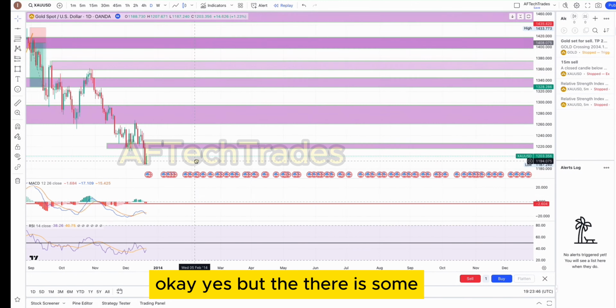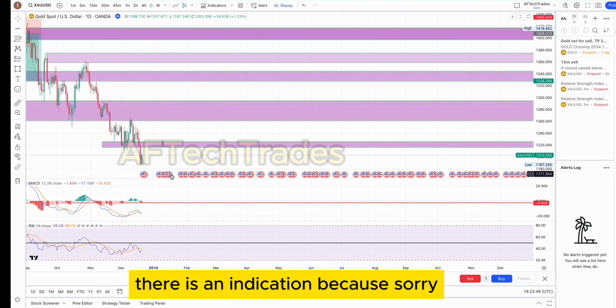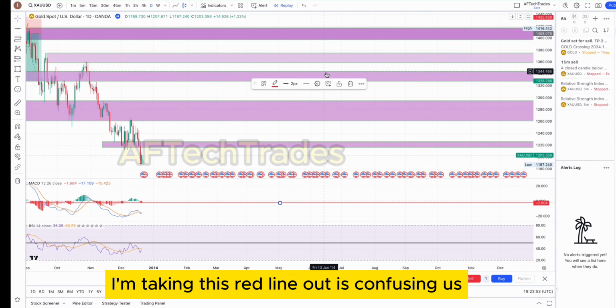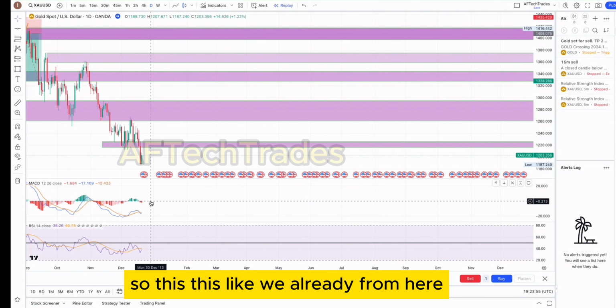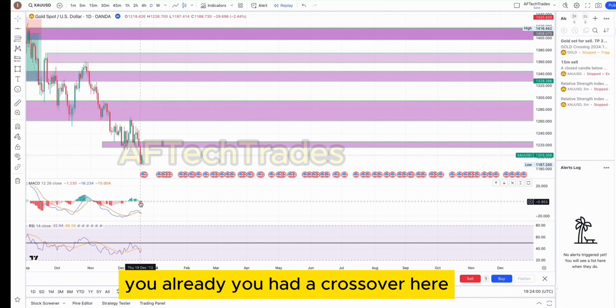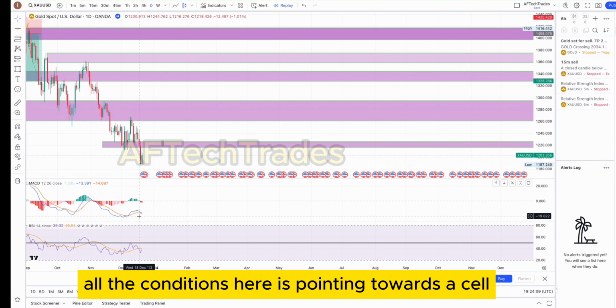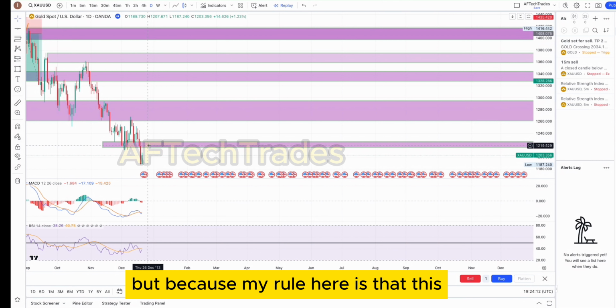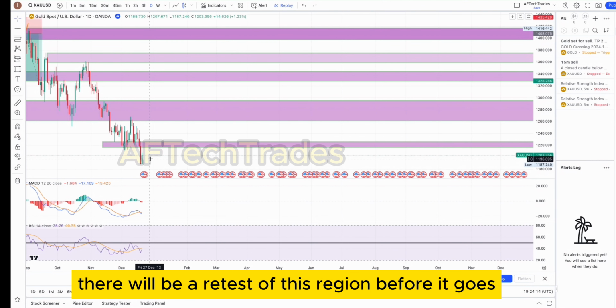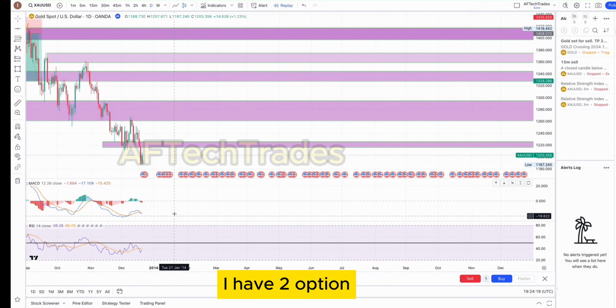Yes, but there is an indication. Sorry, I'm taking this red line out, it is confusing us. So here you had a crossover, you had a thick histogram here, which shows that this is below, this is below. All the conditions here are pointing towards a sell. But because my rule is that there will be a retest of this region before it goes, I would wait. I have two options.